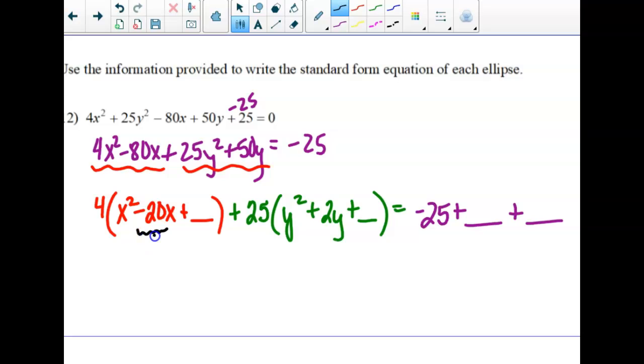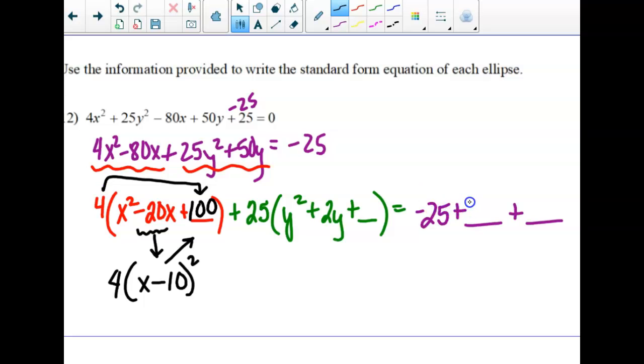This is a negative 20, so when you take half of it, this becomes what? Yes, x minus 10, and then you square it and get 100, and there's still that 4 out front. So what are we actually adding to the other side? Yeah, the student observer today said she puts the number that was in the parentheses over there. So 4 times 100, just to remind yourself where those came from.